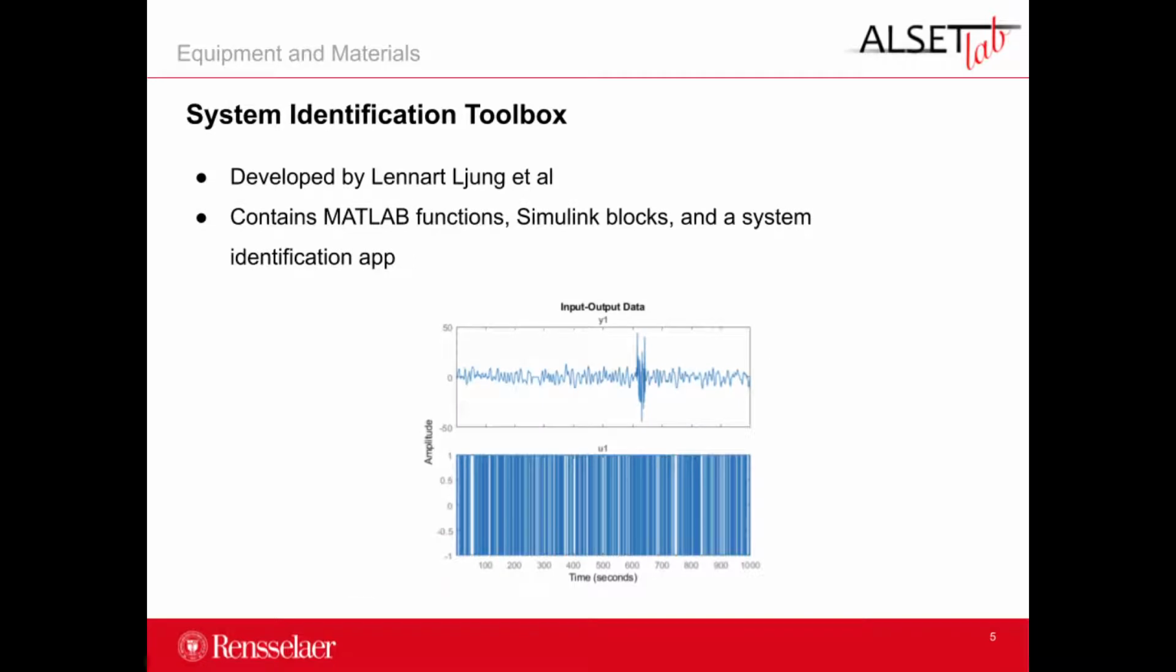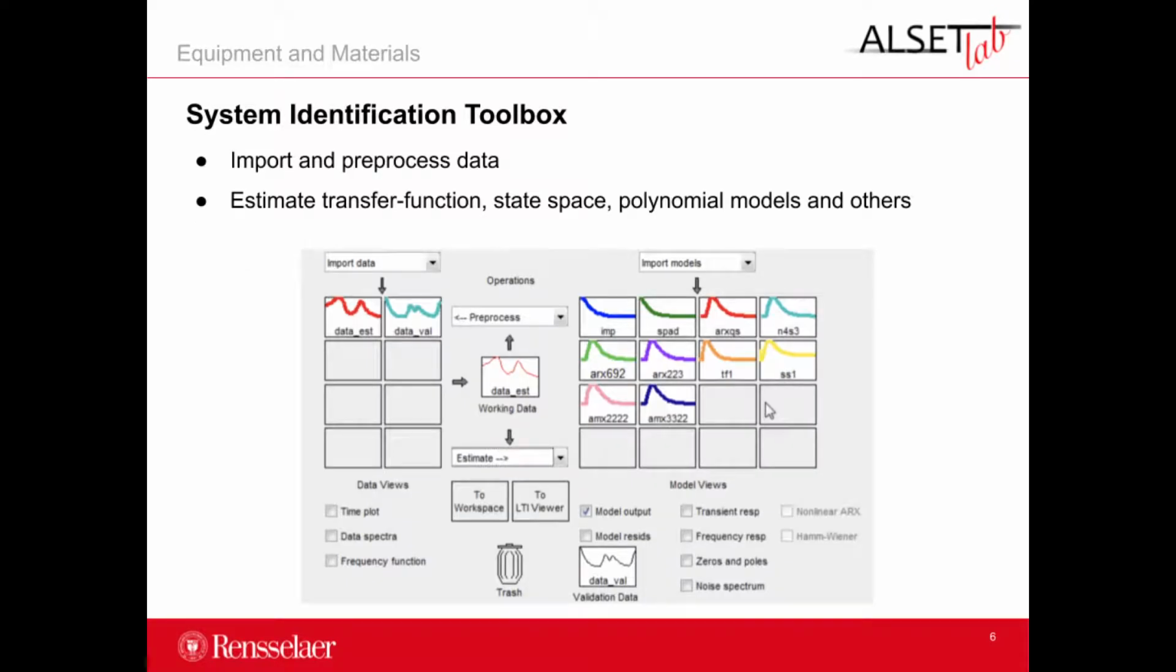In order to estimate models for the AERO, the system identification toolbox developed by Lennart Ljung and others for MathWorks was used extensively. This toolbox contains functions for MATLAB, blocks for Simulink, and a system identification app. The system identification app pictured here provides a convenient and efficient method to import and pre-process measured data and estimate and evaluate a variety of candidate models without having to worry about the fine details of how each model is structured. Additionally, after a model has been estimated, it can be exported back to the MATLAB workspace to work with further. While the app is configured to estimate a pretty wide variety of model structures, in this work I only utilize transfer function models, state space models, and polynomial models.